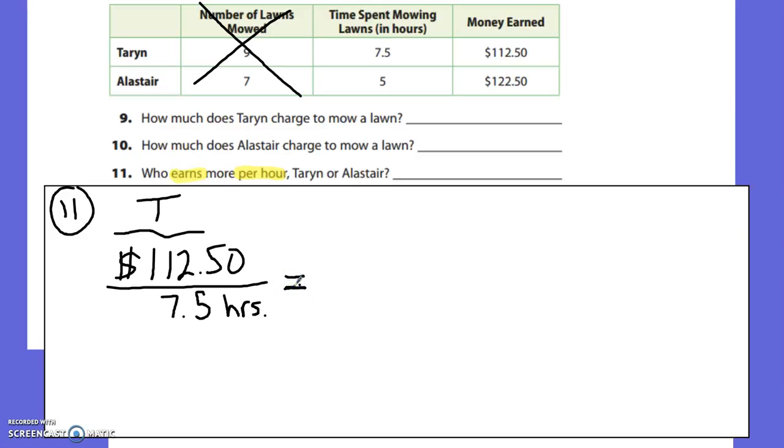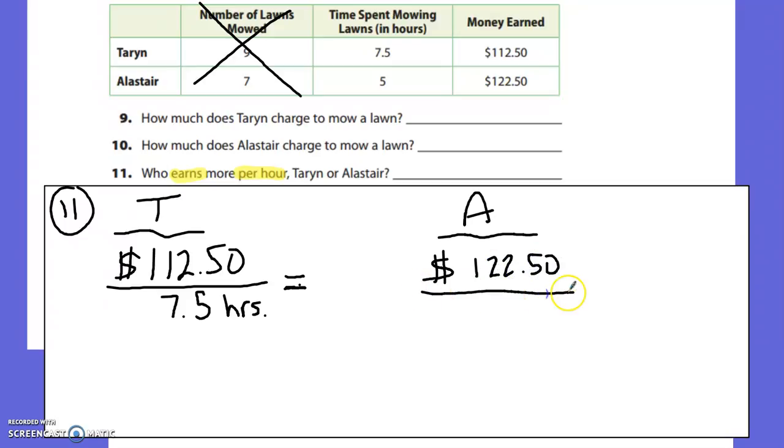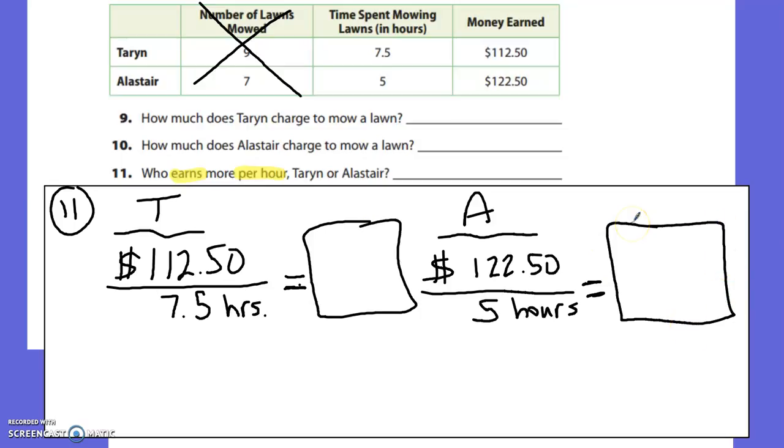Divide $112.50 by 7.5. For Alistair, Alistair makes a different amount of money. He makes $122.50. And that's going to be for him, that's divided by 5 hours. So for Alistair, you're going to divide $122.50 by 5 hours. Now, if you solve both of those division problems, you can then write the answer to number 11 on the line, that either Taryn or Alistair makes more money per hour. But again, save this answer right here, and this answer right here, because you're going to need it for number 12.